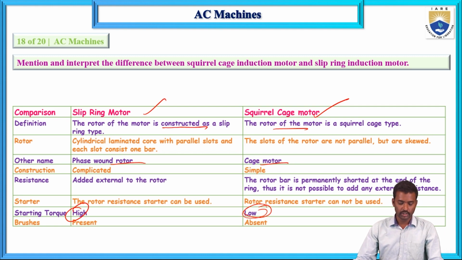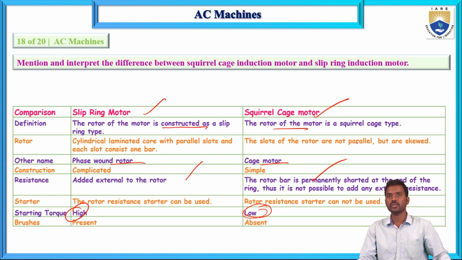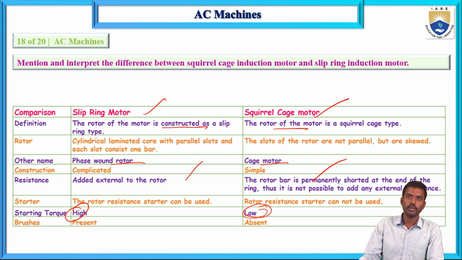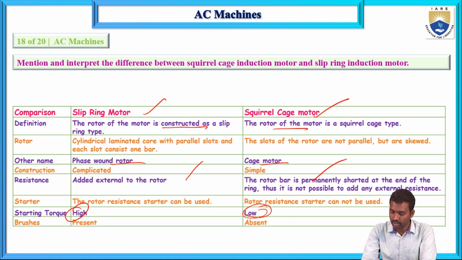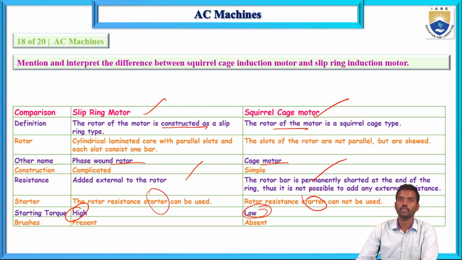The difference I explained in the construction of the three-phase induction motor, so watch that lecture. This slide I also explained: we can add external resistance to the rotor of a slip ring induction motor, and we cannot add it to a squirrel cage, where the rotor bars are permanently short circuited. So here rotor resistance control is possible, and speed control by rotor resistance control is also possible. Next, speed control and starter.